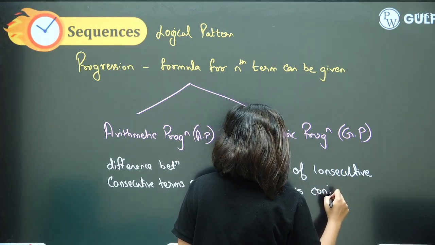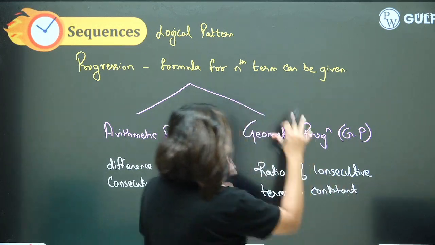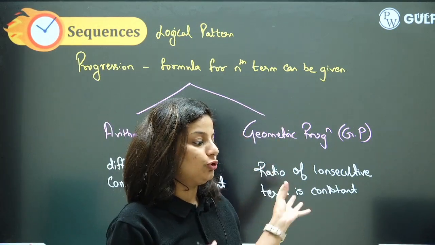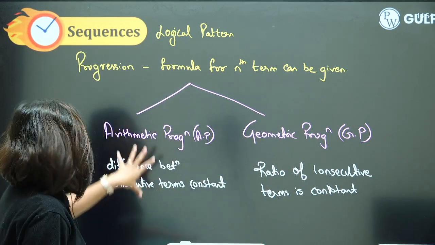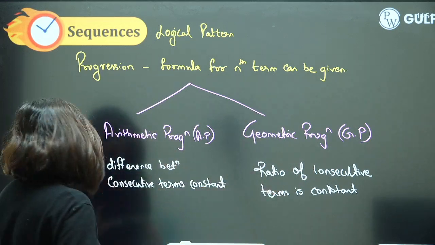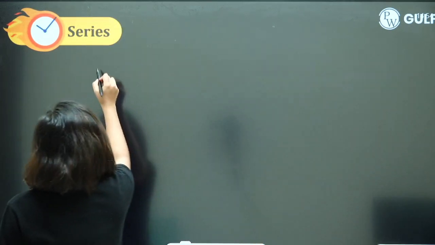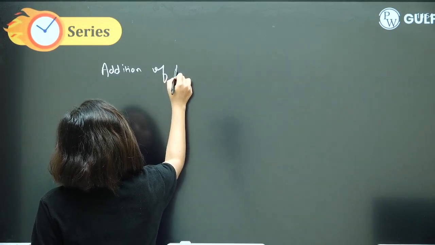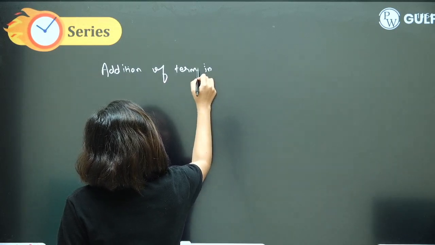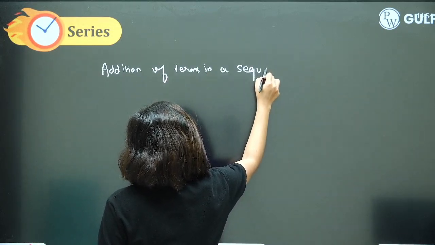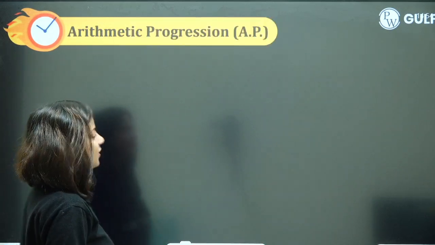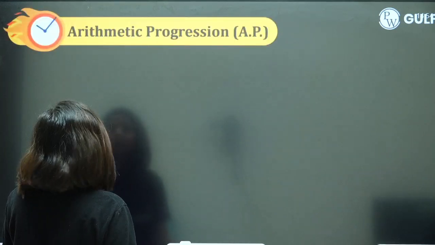So I'm going to talk about both of them side by side, parallelly, in comparison, not AP first and then GP. You know what is AP, you know what is GP. So the formula, okay, series is just addition of terms in a sequence. When you add all the terms in a sequence, it forms a series written as Sn.